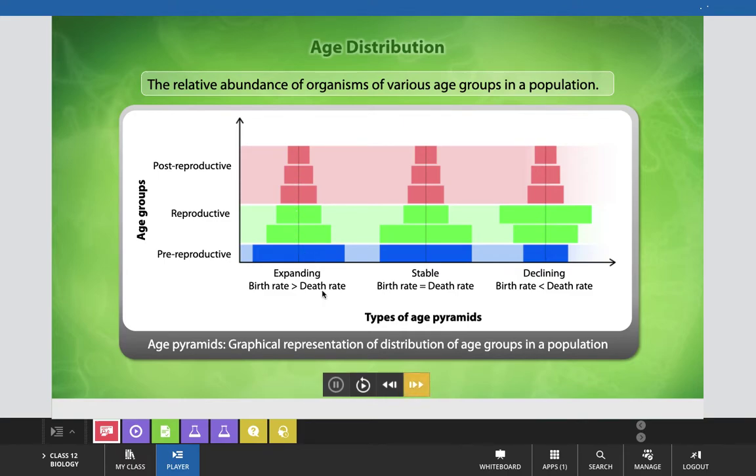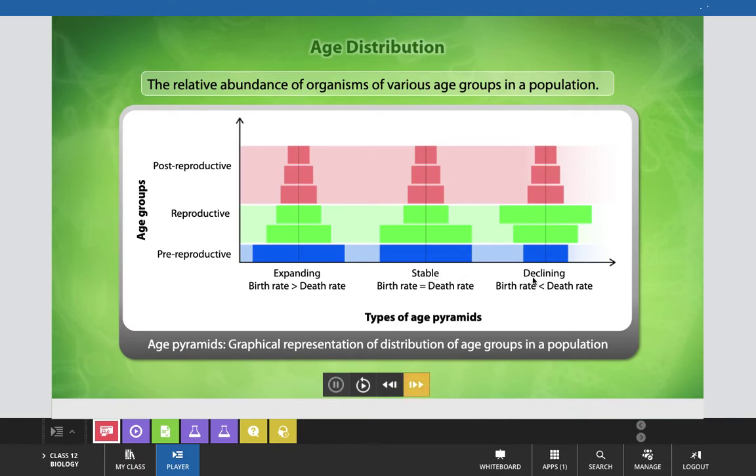reproductive or post-reproductive people. In this second age pyramid, which is the stable type of age pyramid, it is giving us an idea about the stability of the population of a particular area, because birth rate equals death rate in that case. Here you can see that the number of pre-reproductive age group people and reproductive age people are equal, due to which that condition is arising in that particular area.